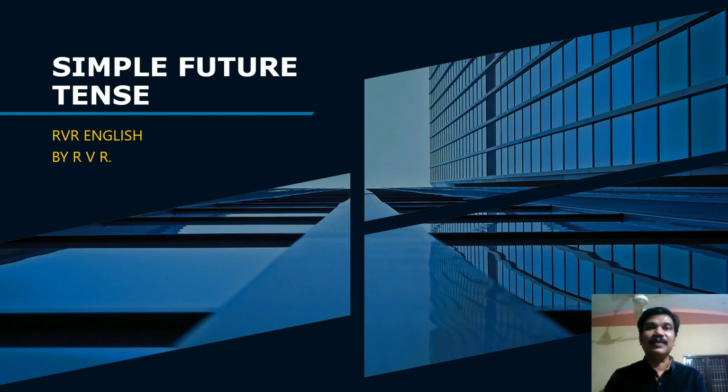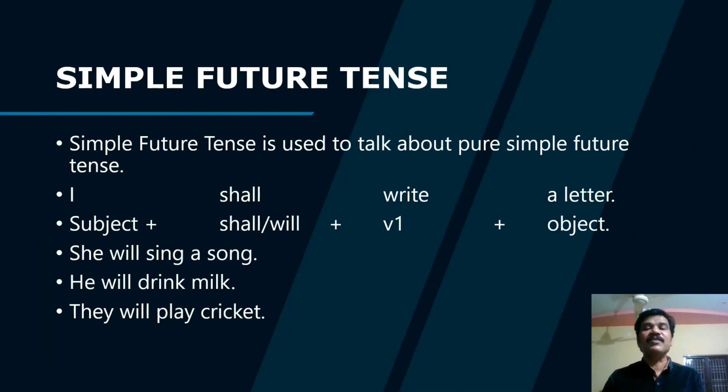Today we are going to learn simple future tense. This is the most useful tense in English grammar. We use this tense to talk about future activities in spoken and written form. So let's go and learn. Simple future tense is used to talk about future activities. Let's learn first the construction of simple future tense.